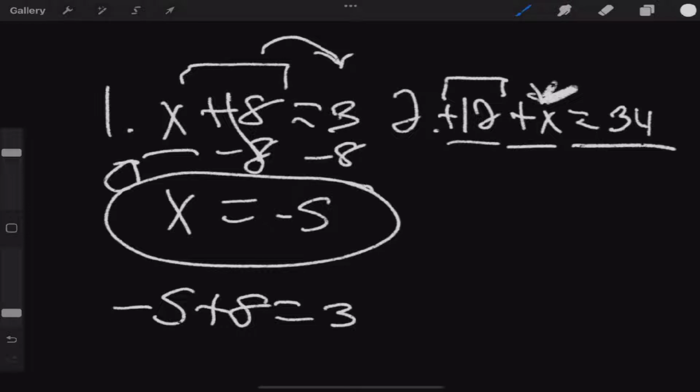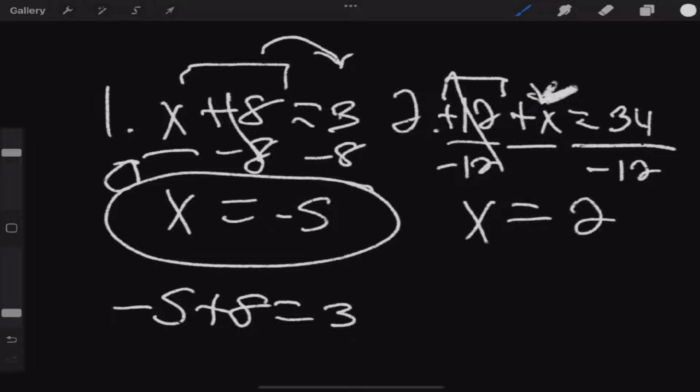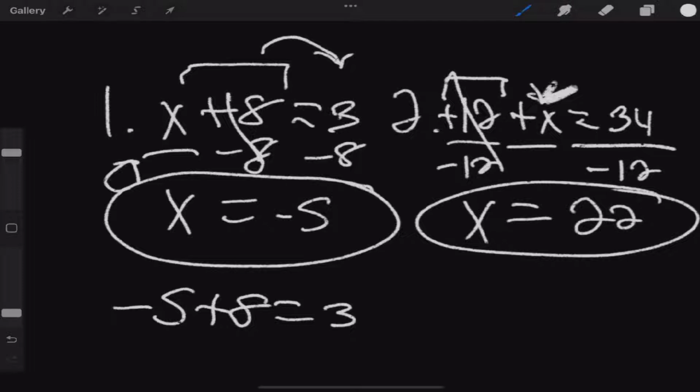So the opposite of positive is negative. So we subtract 12, but we make sure to do it to both sides, or else our equation is going to be imbalanced and we're going to get a completely different answer. So then we have positive 12 minus 12. It equals 0, so that cancels out. Our x stays the same, so we bring that down. Same with our equal sign. And then we have 34 minus 12, and that equals 22. So that right there is your answer.